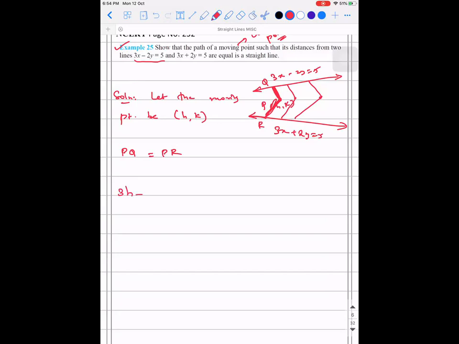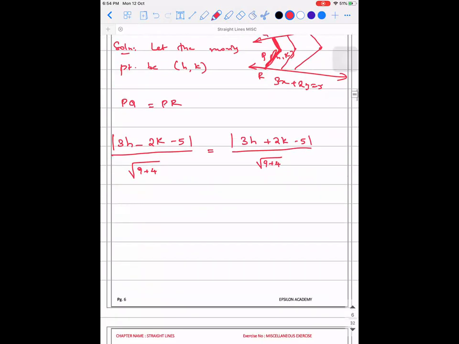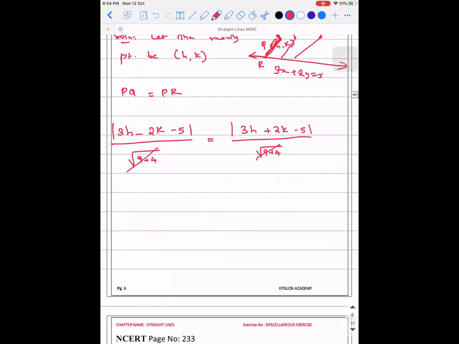ax1 plus by1 plus c divided by root of b square plus t square. 9 plus 4, that is 13, is equal to modulus of 3h plus 2k minus 5 divided by root of 9 plus 4. 9 plus 4 gets cancelled. So modulus of 3h minus 2k minus 5 is equal to mod of 3h plus 2k minus 5.